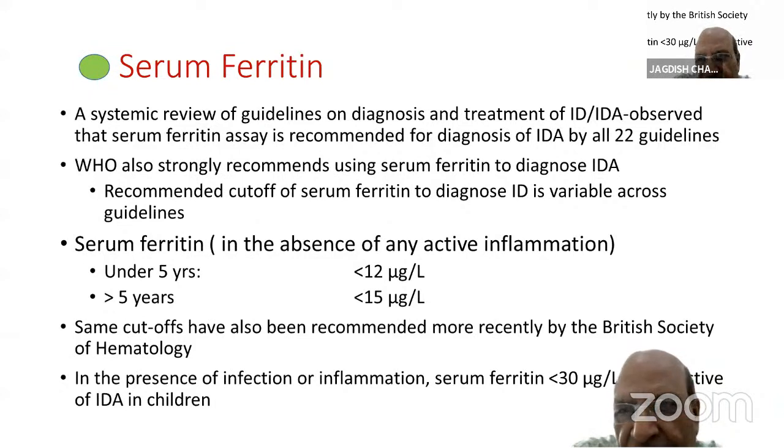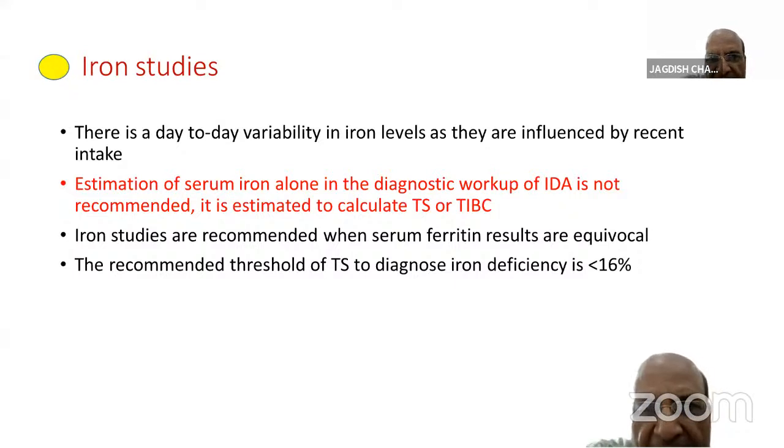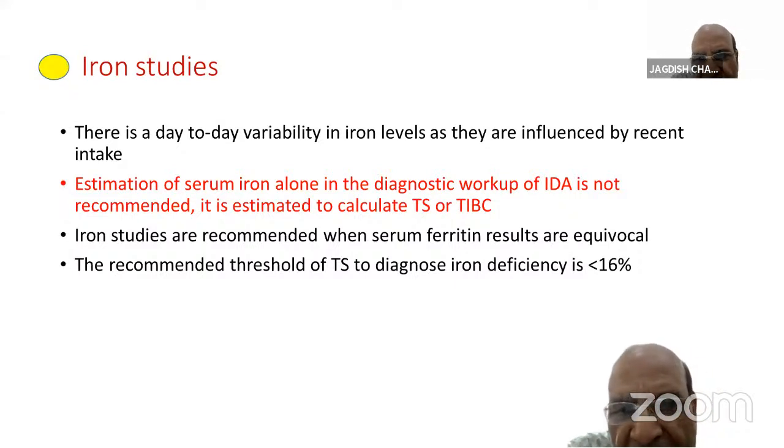Regarding ferritin being used as the first investigation if you ever need. Now, this is actually across all guidelines on iron deficiency anemia across the world. All 22 guidelines in a systematic review use this investigation as the first choice. WHO also recommends this, and recommended cutoffs of the ferritin are variable, but the WHO cutoffs are 12 and 15, which have been recommended by Indian Academy of Pediatrics also. So, in the presence of inflammation or infection, a cutoff of 30 could be used. Why iron studies are not recommended as a test for diagnosing iron deficiency anemia is there is a day-to-day variability in iron levels, and they are influenced by recent intake.